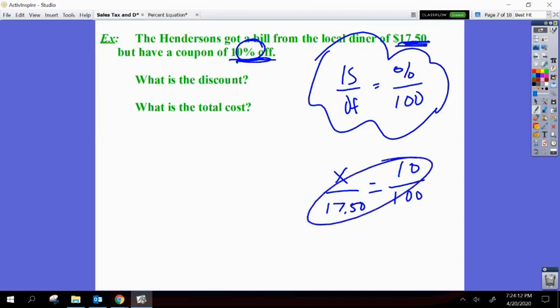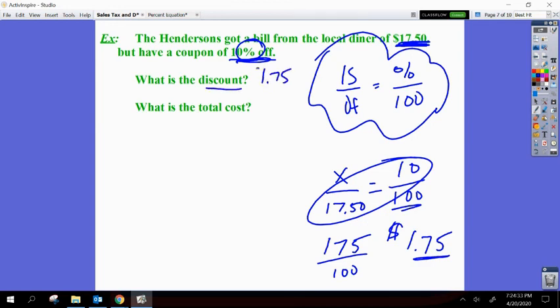We cross multiply. 10 times 17.50 is 175. Divide by the leftover number, which is 100. So that's 1.75. That is not what they're going to pay. They're not going to pay for a $17.50 bill and then only pay $1.75. That's how much the discount is. The discount is just $1.75.